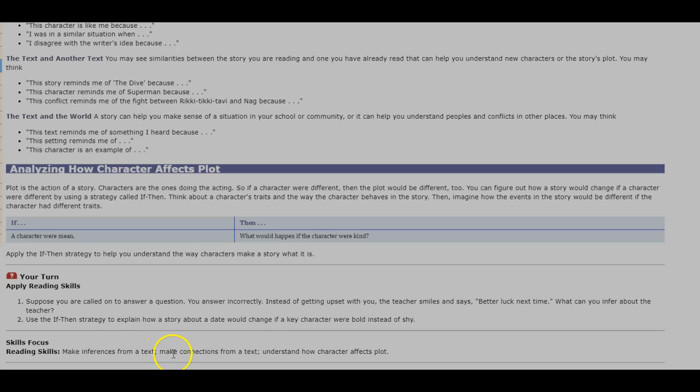Skills focus, reading skills. Make an inference from a text, make connections from a text, understand how character affects plot.